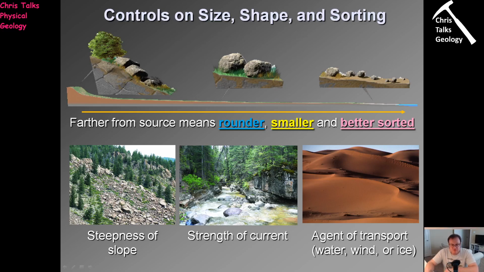The strength of the current is a direct reflection of the steepness of the slope. The steeper the slope, the faster your water is dropping. And so the faster your water is dropping under gravity, the stronger the current. The flatter the slope, the more slowly your water is dropping, the weaker the current. So you can see that steepness of slope, strength of current, and the transporting agent will all affect how quickly your clasts are physically changed.